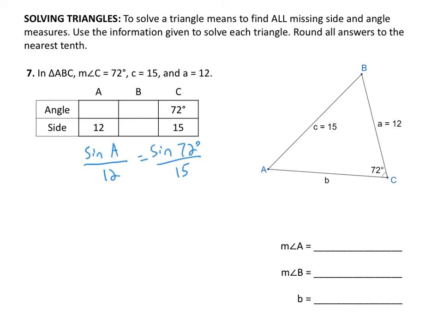Okay, so sine of A over 12 equals sine of 72 over 15. I'm going to multiply 12 by the sine of 72 to move it away from the A, and then take the arc sine of that entire side. So let me write that out. So we have the arc sine of 12 times the sine of 72 degrees divided by 15, and then I can use my calculator to find that out, and it is 49.53 degrees. So here we go. 49.5 degrees.